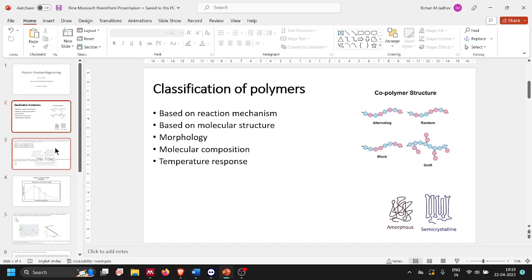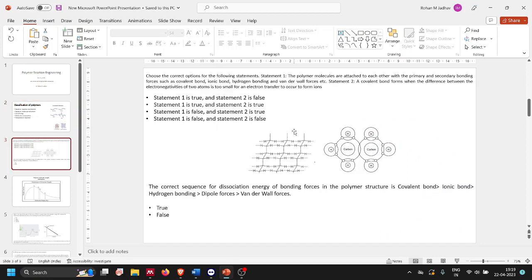Moving on to the next topic. In polymers, there are different kinds of forces which create the polymer backbone, and different kinds of functional groups which are attached to it. Based on that, we have two statements here. Polymer molecules are attached to each other with primary and secondary bonding forces such as covalent bond, ionic bond, hydrogen bonding, and van der Waals forces.